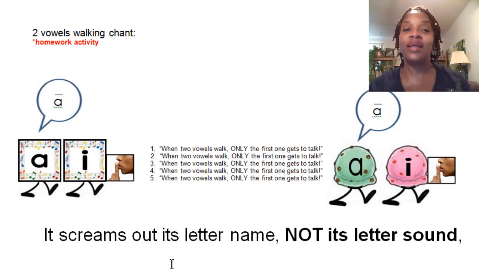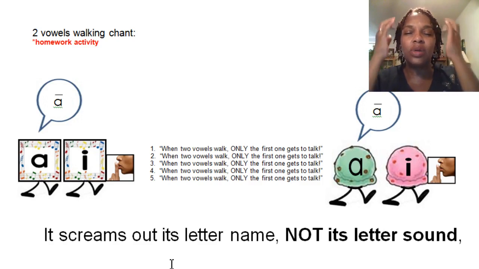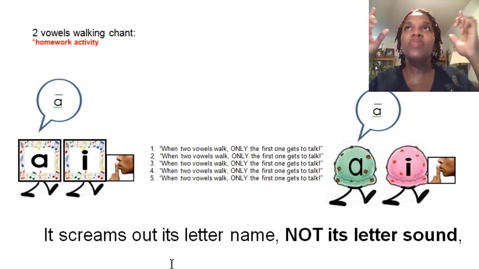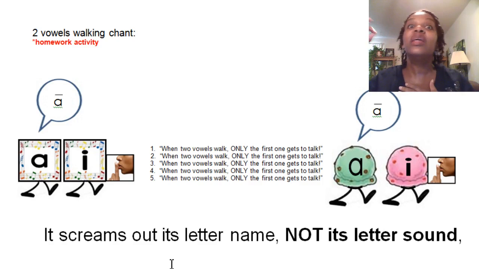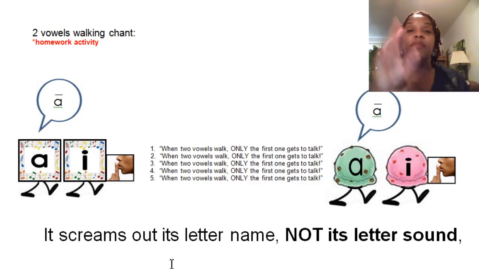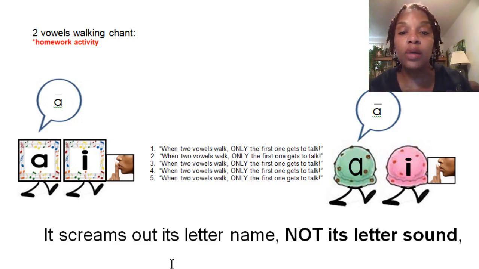Now open your eyes. Now we're going to say this chant 5 times, and we're going to commit it to memory. We're going to run the tape, like make a video, if you will, and run that video whenever you see two vowels together in a word. All right. So I'm going to say it one more time. When two vowels walk, only the first one gets to talk. All right. So we're going to say it together 5 times.